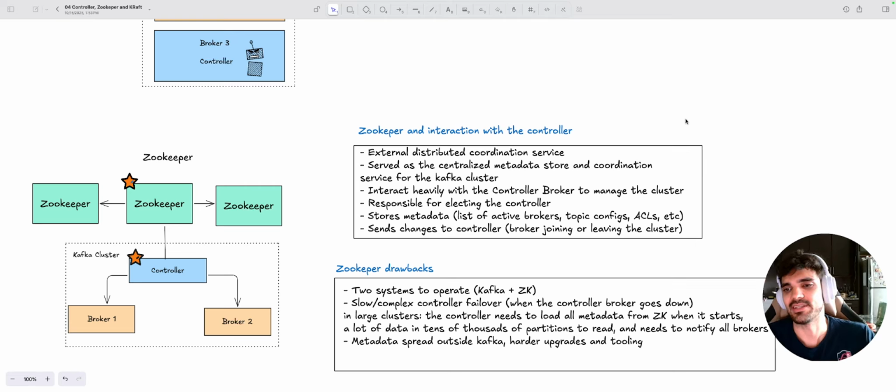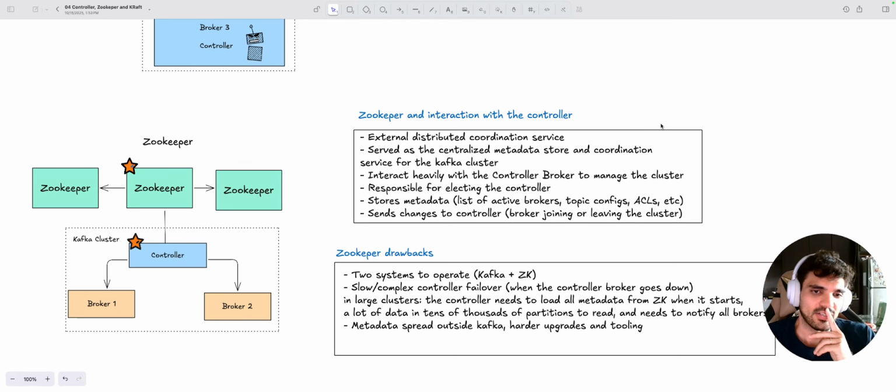It would store the metadata about the cluster. What is the list of the active brokers? What are the configurations of the topics? The ACLs that are defined. And the Zookeeper is the service that sends the changes to the controller. So let's say a new broker joins the cluster, or a broker leaves the cluster. The Zookeeper sends that information to the controller or the new controller, and it's going to propagate all of those metadata changes to the other brokers inside the cluster.